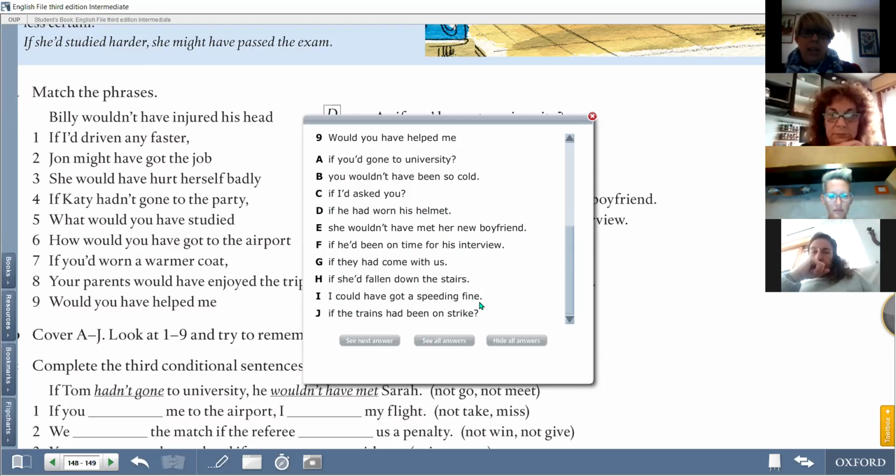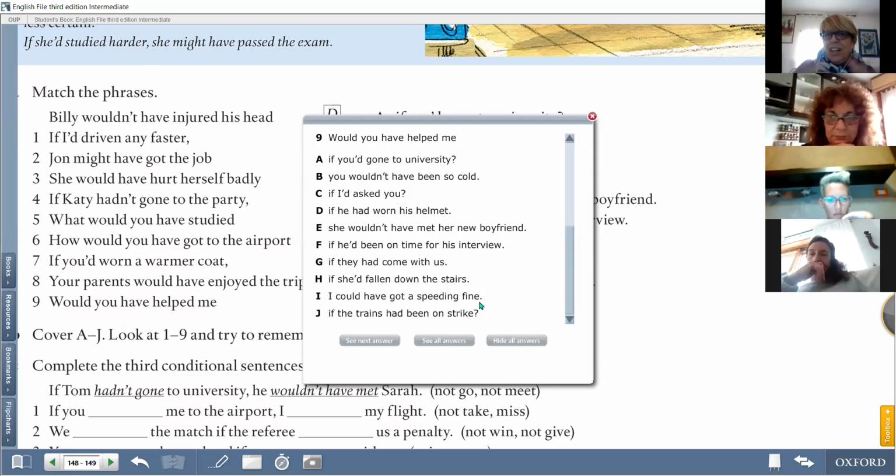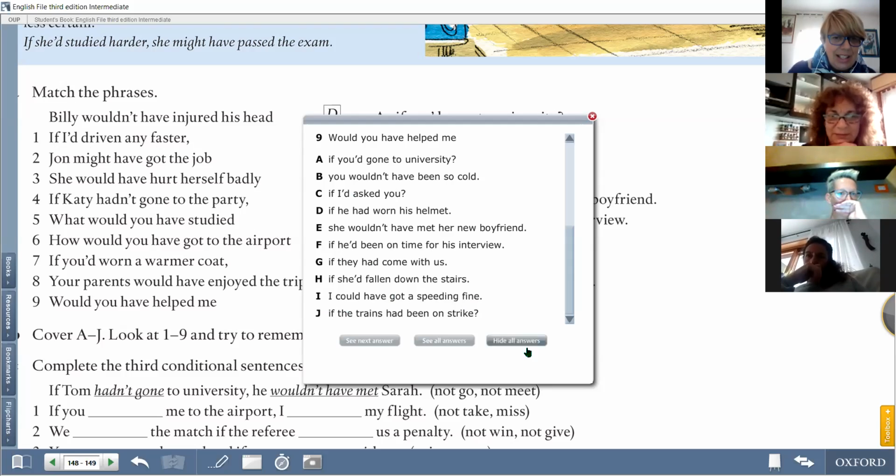Even because you know that you could find if in the first part of the sentence or in the second. Non c'è. Doesn't matter. When you don't find if on one side, you find it in the other. So that's completely good because you got the meaning. If I'd driven any faster, I could have got a speeding fine. You know the word fine? A multa. Multa. Yeah, that's right. Okay.